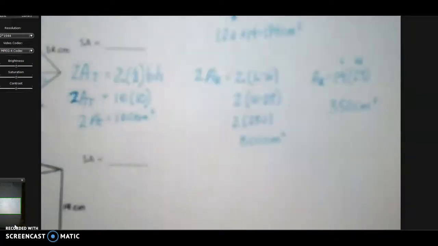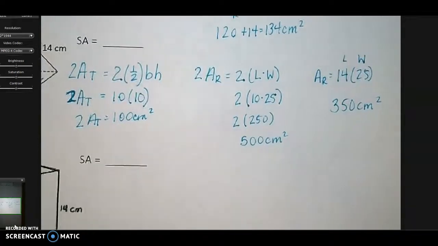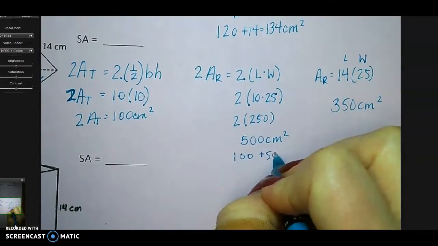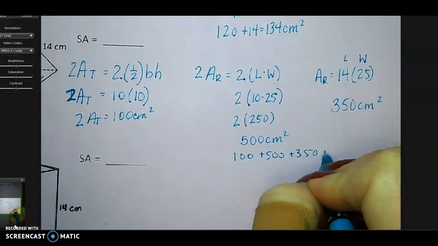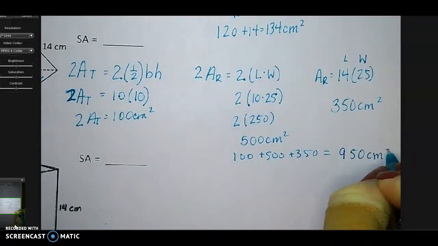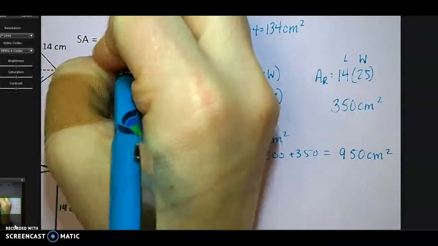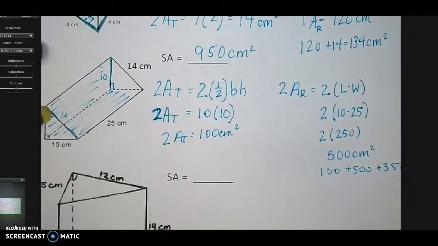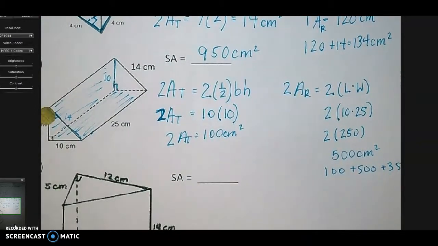And then I want to add these all up. So I've got 100 plus 500 plus 350, which is 950 centimeters squared. So the surface area, if that was a box, I would need that many square centimeters of cardboard to build that box. Or if I wanted to cover it in wrapping paper, I would need that many square centimeters of wrapping paper to cover that box.